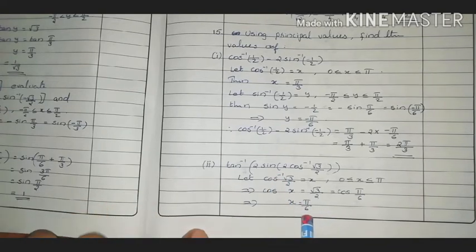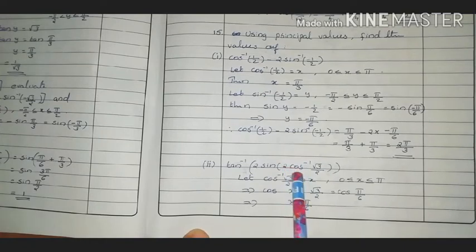Then substitute that pi by 6. Here we considered x as cos inverse root 3 by 2. So substitute that here, and you will get tan inverse 2 sin 2 into pi by 6. 2 into pi by 6 is pi by 3. So you will get 2 sin pi by 3. Substitute the value of sin pi by 3 here. Solve that way.